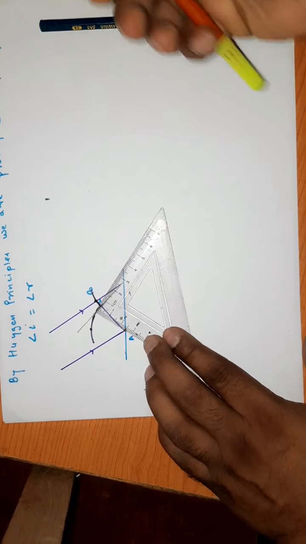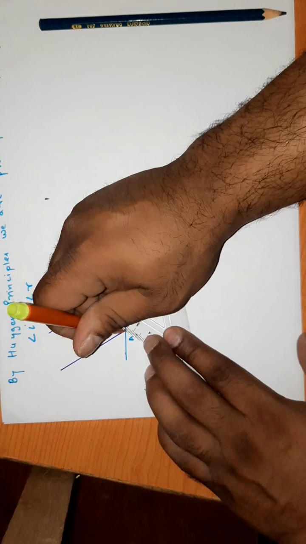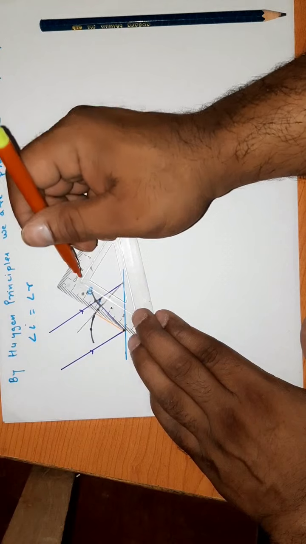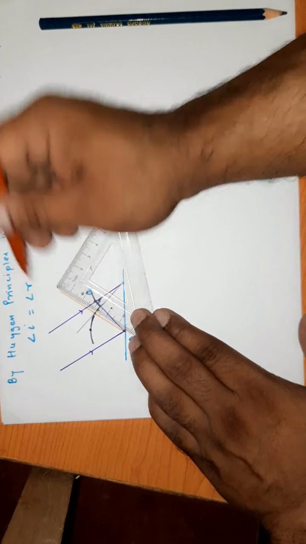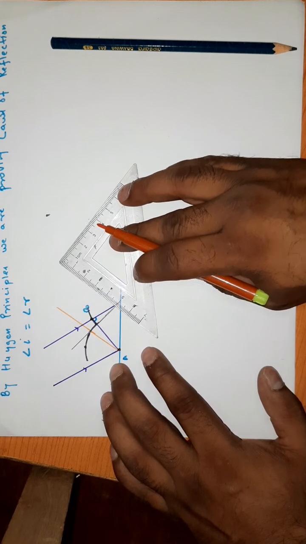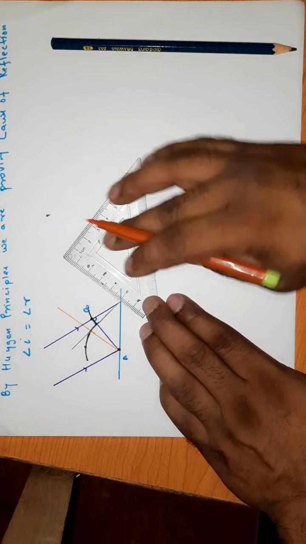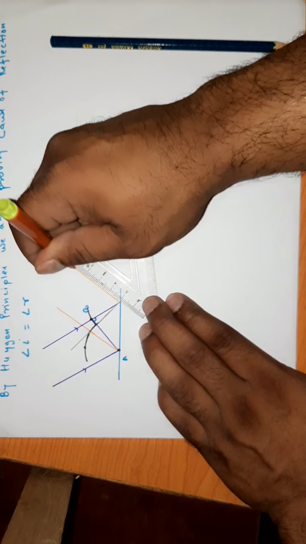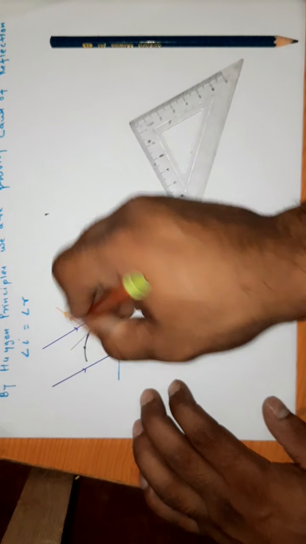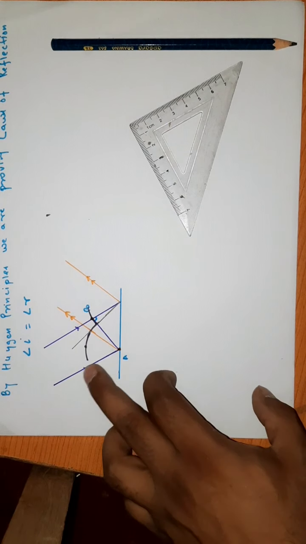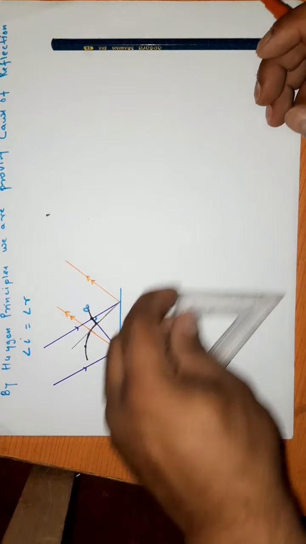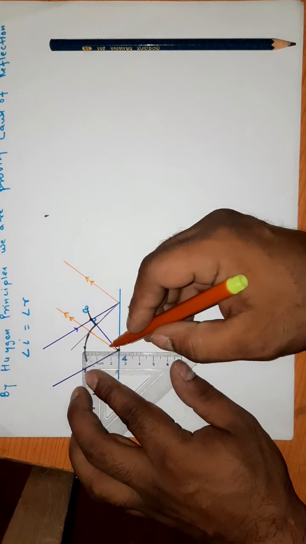So this ray will produce furthermore. This is the reflected ray. We will make another parallel ray from here in this way. So these are reflected rays, and purple color is reflected rays. Now we'll draw the normals.